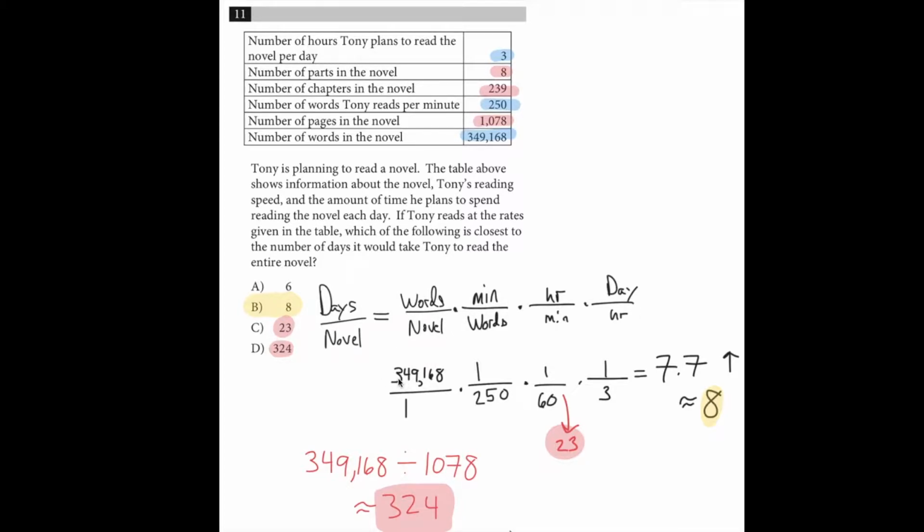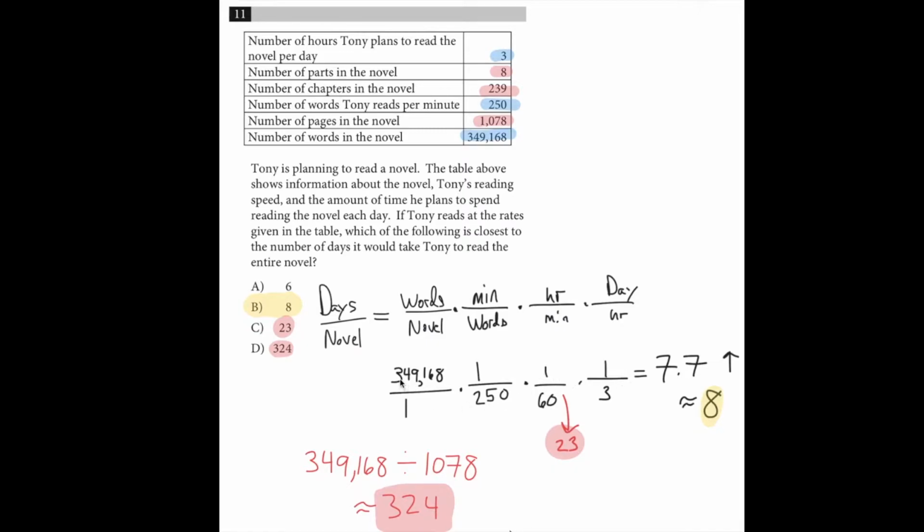There are 349,000 words per one novel. He reads at 1 minute per 250 words. That's here, 250. I put 250 on the bottom because there are 250 words every minute. That's how fast he reads. Then there is 1 hour in 60 minutes. And in one day, he's going to be reading 3 hours. He plans to read the novel 3 hours a day. When I initially did this, I put 24 here. And then I realized he's not going to read all day long and all night long. He's only going to get 3 hours a day. So you can multiply all these fractions together.